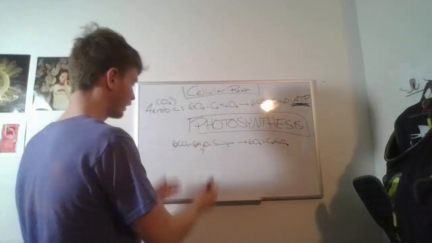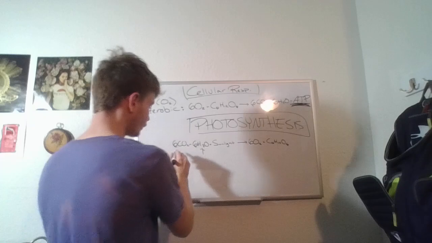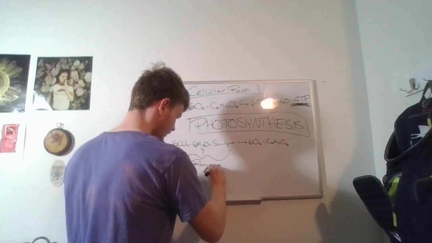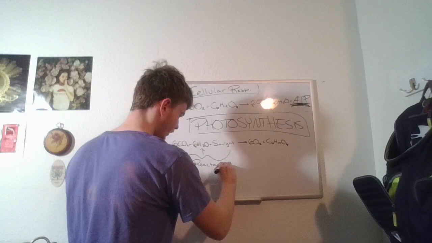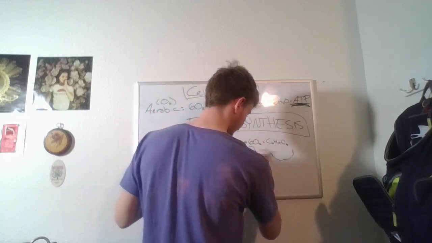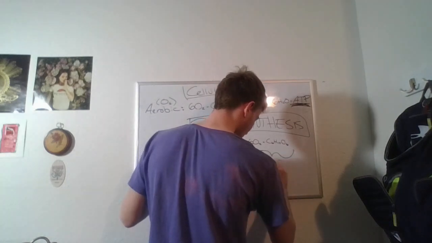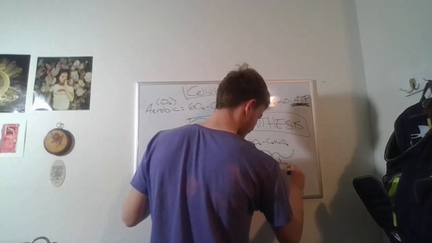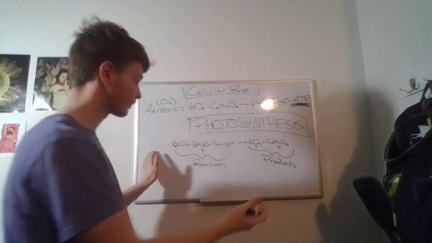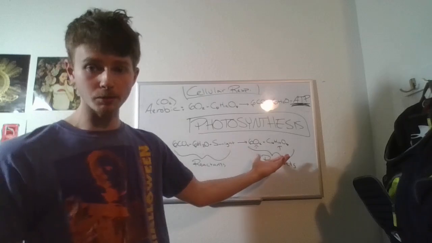Again, if you increase something on the left side, these are called your reactants. If you increase any of your reactants, you're going to inherently increase your products. So that means I'm going to increase O2 and increase sugar again, okay? So if you increase any of the things you're starting with, you're probably going to make more of these.